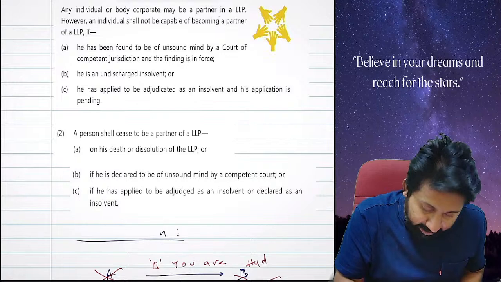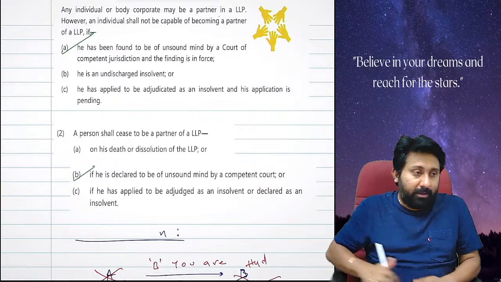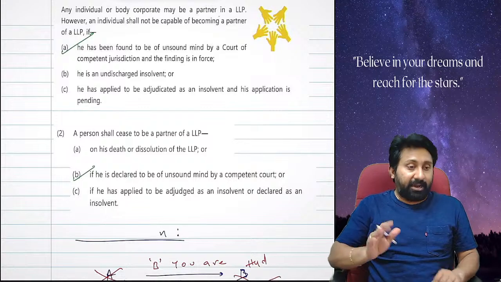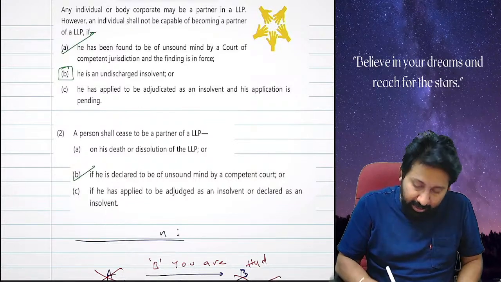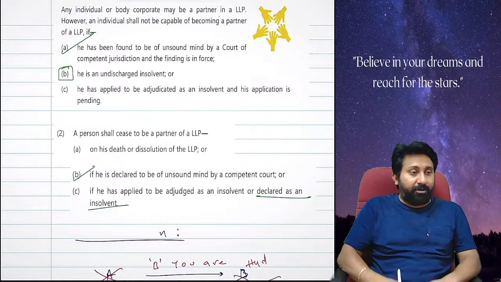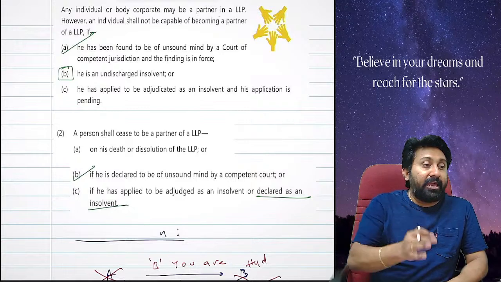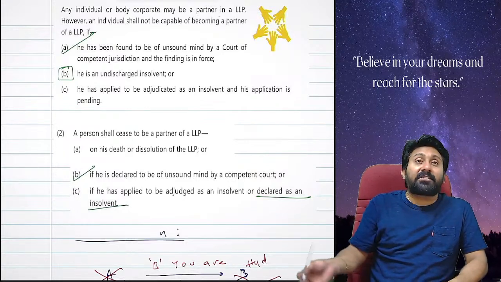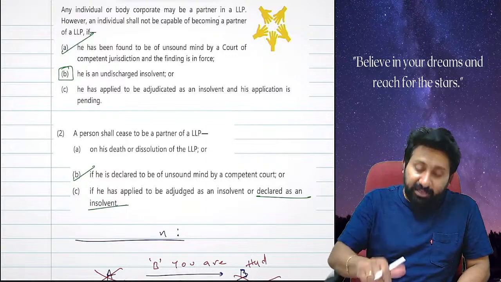We have now completed section 5(a) and 24(2)(b), two points completed. Second one, declared as insolvent. The C point we are going to discuss now. Let's understand. He is an undischarged insolvent.